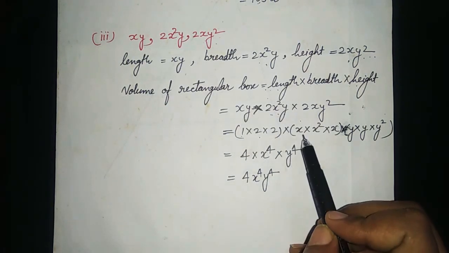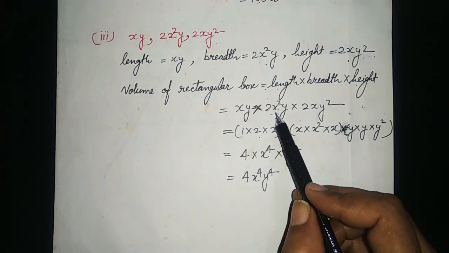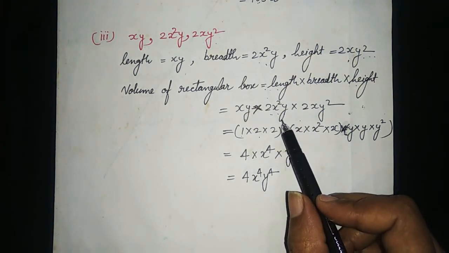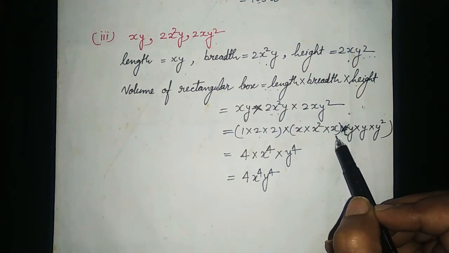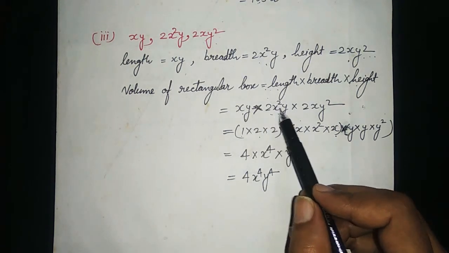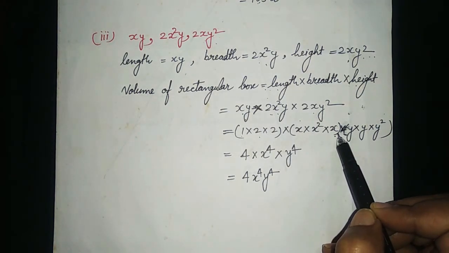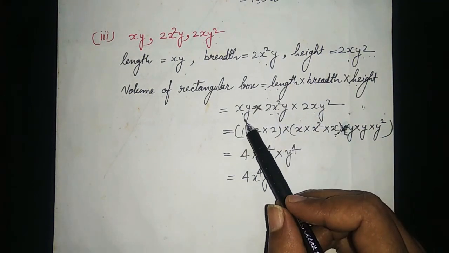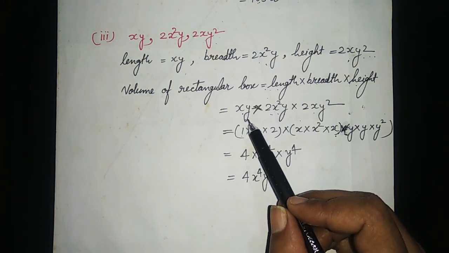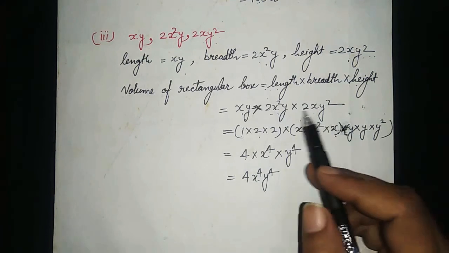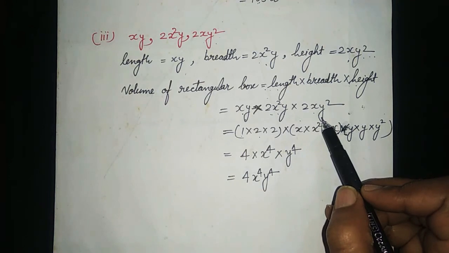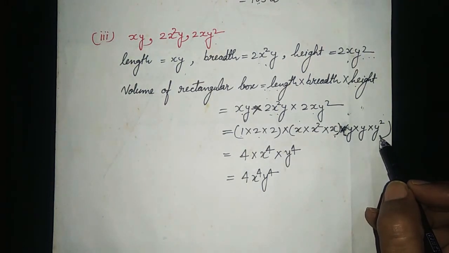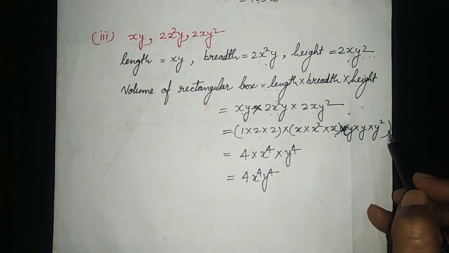Now x we will write first. And this x square we will write from the second monomial. And from the last monomial we will write x. X into x square into x. Now we will write this y. This is the variable part of first monomial y. Then from second monomial also we will write y. And from the last monomial we will take y square. Now we will multiply all.